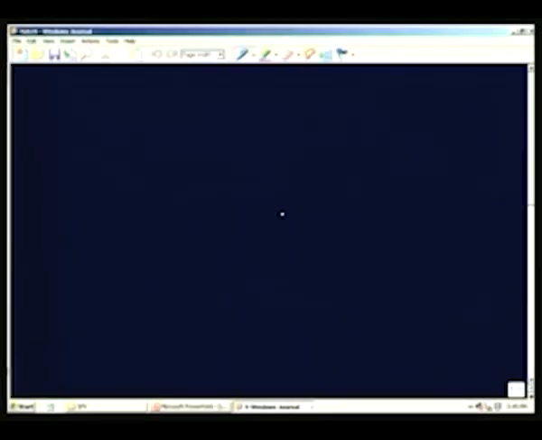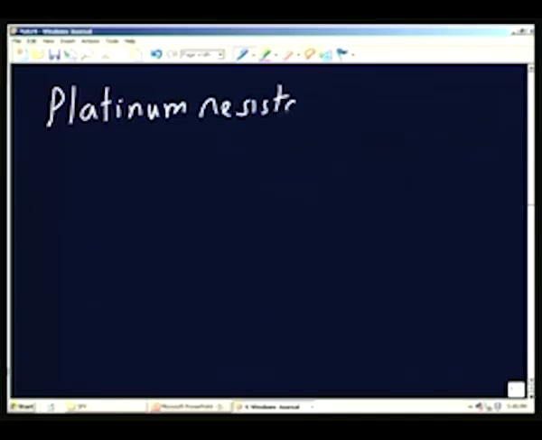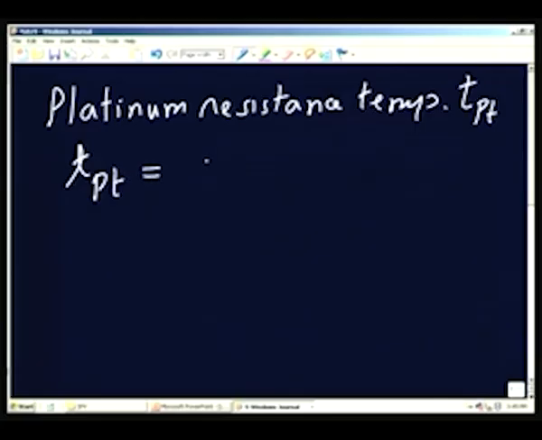What we will do is define what is called a platinum resistance thermometer scale, platinum resistance temperature, which we call T subscript PT. This I will define as a linear scale.